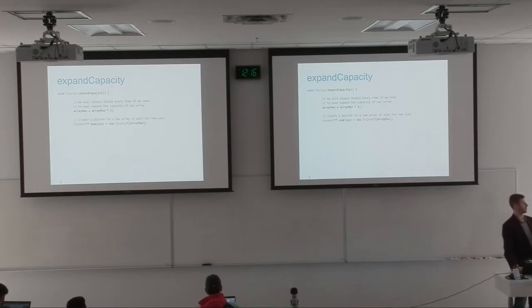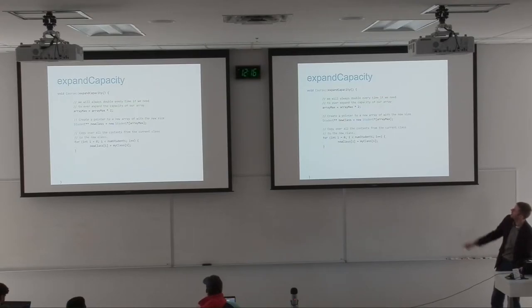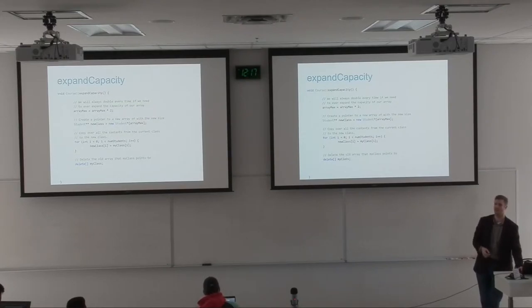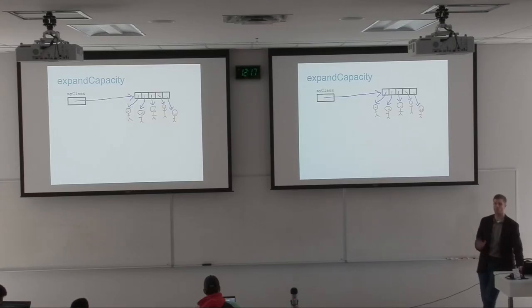Why not double it, create a new array of student pointers, copy over the contents, which of course my class at location I is just going to be a pointer to a student, so we copy that over. And once we're done, we delete what my class was originally pointing to. That's all. Update my class to point to what new class is pointing to. There, we're all set.